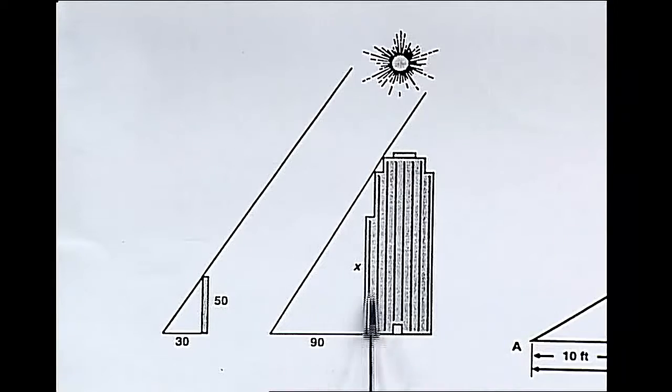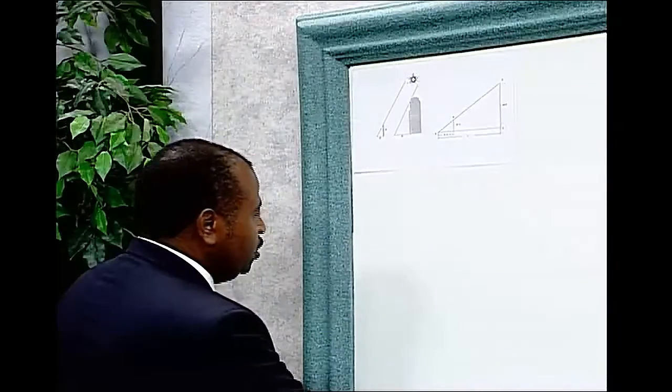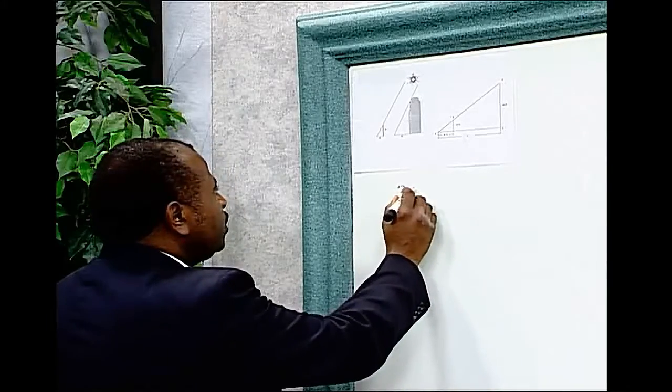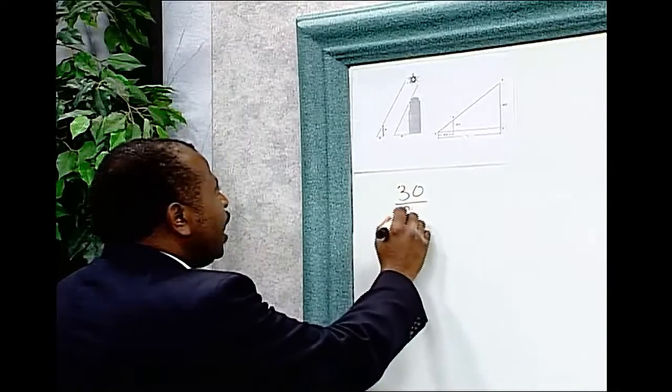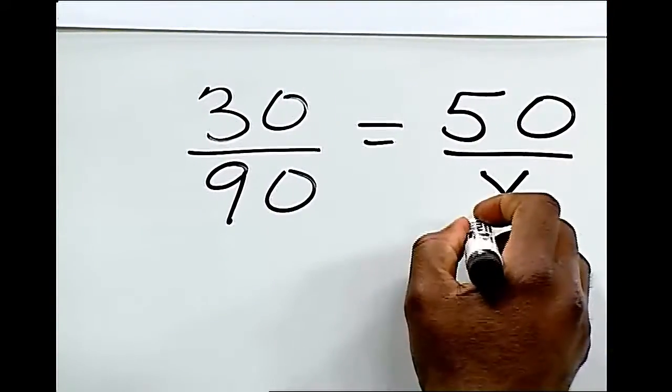Since the triangles are proportional, we can write an equation to find x. 30 is proportional to 90. 50 is proportional to x. Now the equation would be 30 is to 90 as 50 is to x.